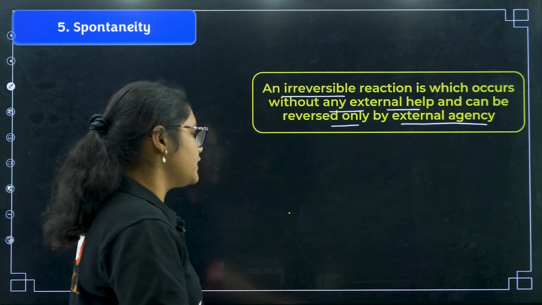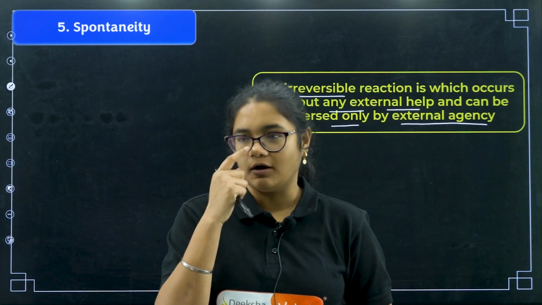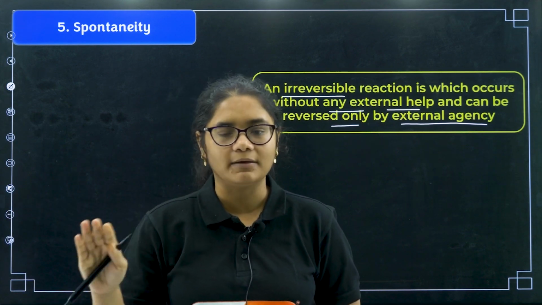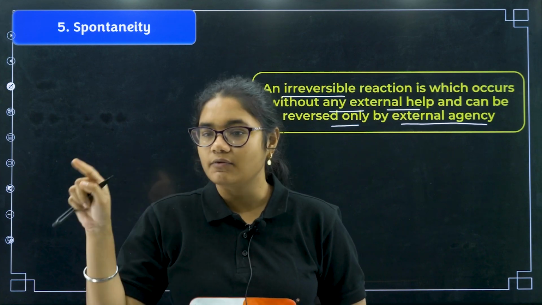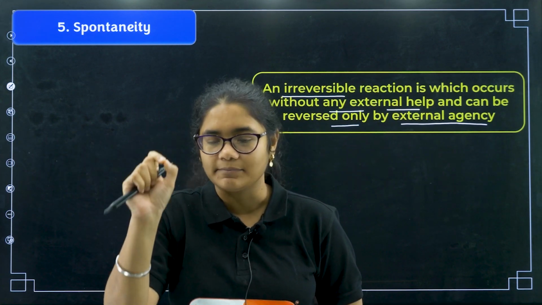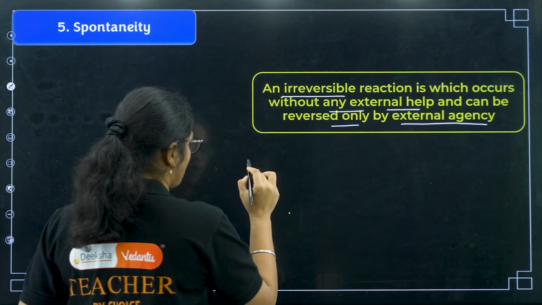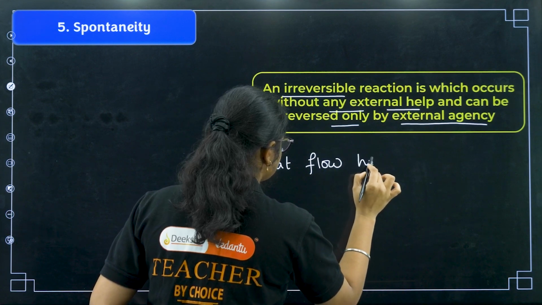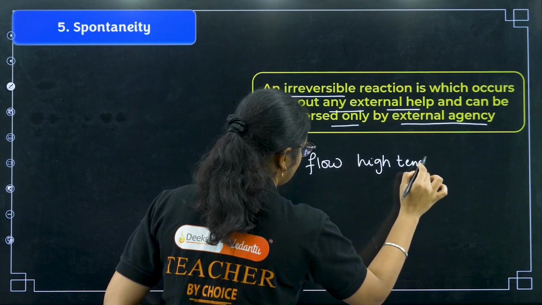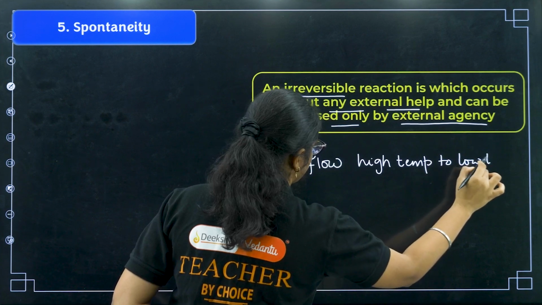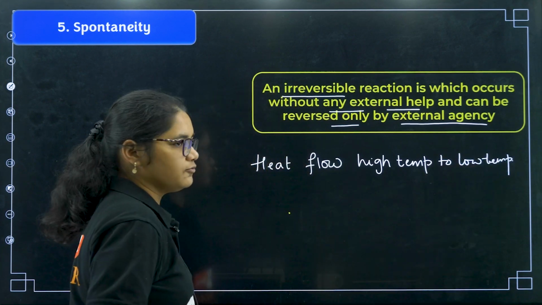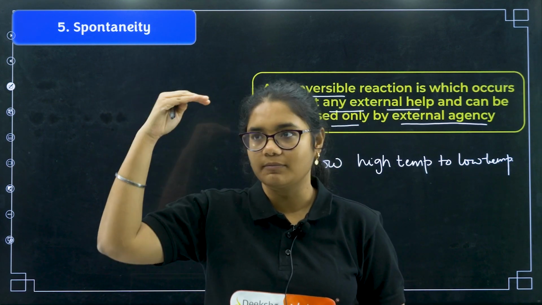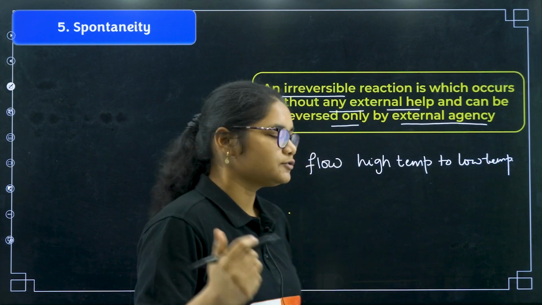Now here we'll be talking about some examples of spontaneous processes. For example, if you have taken hot tea in a cup and you put that in cold water, normal temperature water, after some time you will find that the water temperature has increased and the tea temperature has decreased. So always you can find that the heat flows from high temperature to low temperature. Now if you see a waterfall, it always flows from high altitude to low altitude, or from high region to low region, right?